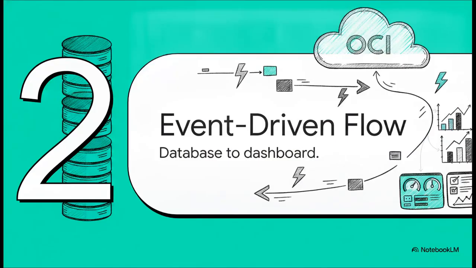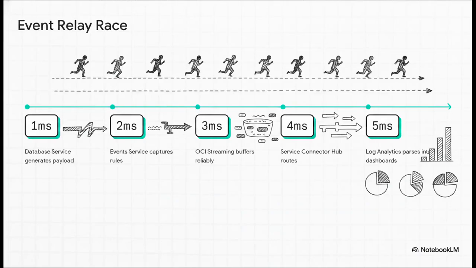Moving right along to Section 2, event-driven architecture flow. Basically, the data relay race from database to dashboard. Let's reverse engineer this component by component so you can see exactly how the data flows through OCI. Think of this whole setup as a highly efficient relay race, where the baton is your backup event data. It kicks off with the OCI database service. The second a backup finishes, it generates a standardized CNCF formatted payload. Boom. Instantly, the OCI event service grabs it based on the rules we've set.